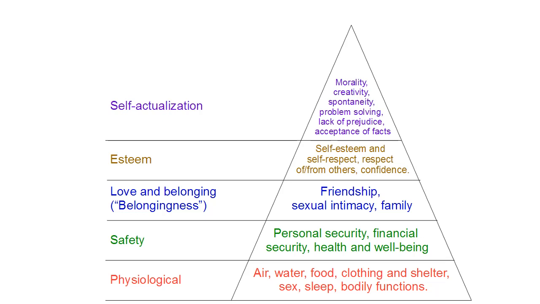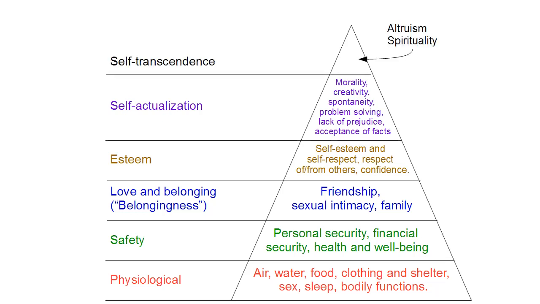Later on, he added another layer, which is self-transcendence, which includes things like altruism or spirituality. That's something you would concentrate on if you had the time or the resources, but it's not as important in life as some of the more basic physiological needs being met.